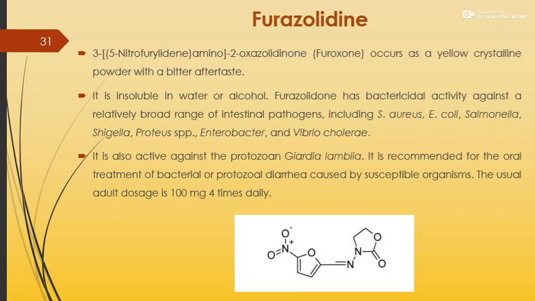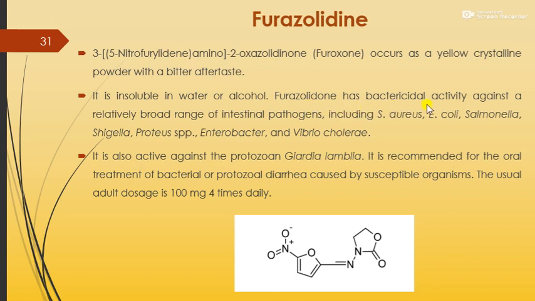The first drug from the nitrofuran derivatives is furazolidone. The IUPAC nomenclature for furazolidone is 3-(5-nitrofurfurylideneamino)-2-oxazolidinone. It occurs as a yellow crystalline powder with a bitter aftertaste. It is insoluble in water or alcohol.